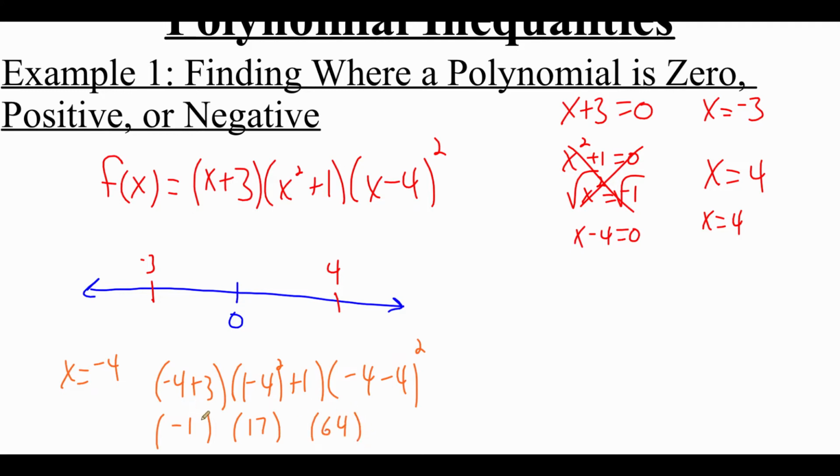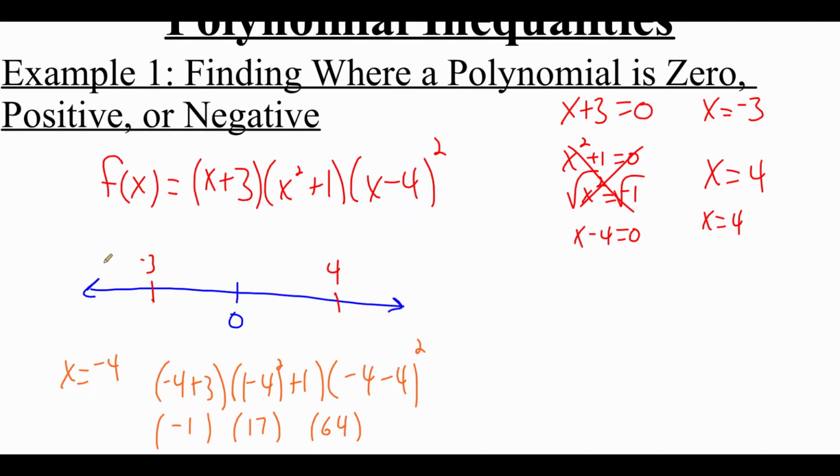Now I have to remember that we're multiplying all of these values together. So if I take negative 1 times 17 times 64, I'm not so much concerned about what the actual answer is, but what I want to know is, is my answer positive or negative? And because I'm multiplying two positives together with a negative number, my answer is going to be negative. So what that tells me about my function is that for every x value left of negative 3, my function is going to be negative.